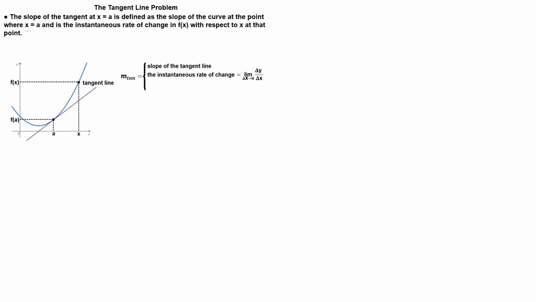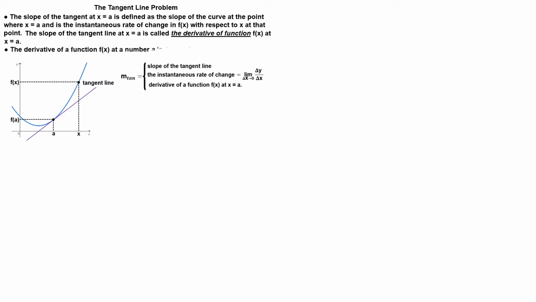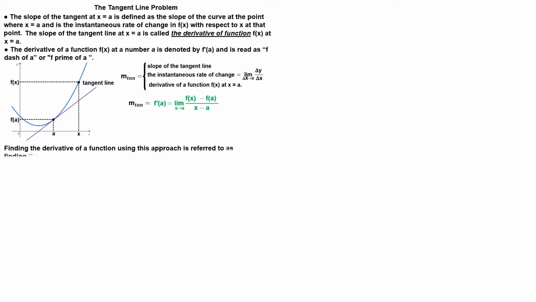The slope of the tangent line at x equals a is called the derivative of function f of x at x equals a. The derivative of a function f of x at a number a is denoted by f prime of a and is read as f dash of a or f prime of a. Finding the derivative of a function using this approach is referred to as finding the derivative of f from first principles. Let's see how it works.